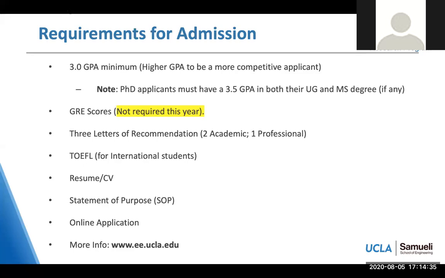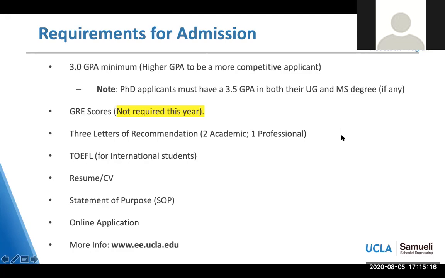So 3.0 is the minimum to be eligible for admission into UCLA. However, students who are more competitive are going to have a higher GPA. Our average is around a 3.6, 3.7 for our MS students, for our admits overall. So you do want to have a GPA that is higher than a 3.0. Note, if you are applying for our PhD program, PhD applicants have to have a 3.5 GPA in both their undergraduate degrees and MS if you have an MS.